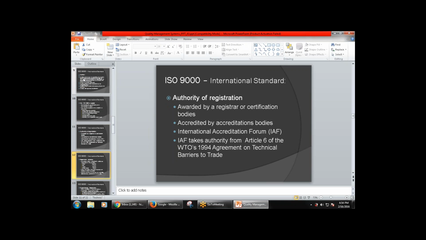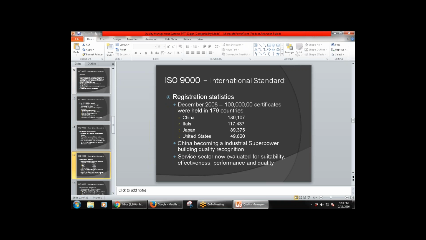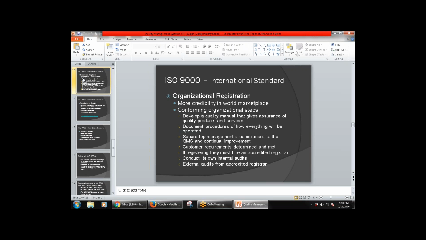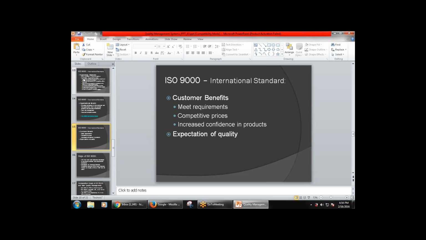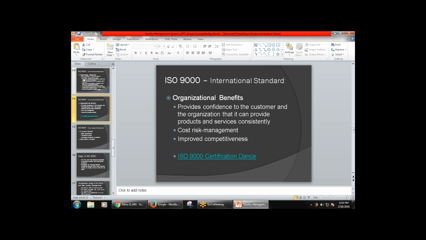Then how is it awarded? It is awarded by the registrar, that is international standards, and these are the various strategies by which ISO can be carried out. Then there is the organizational registration, which confirms the organization's steps to develop a quality manual and give assurance of quality products and services. Then there is the organizational benefit. Now let's see what the various organizational benefits are.